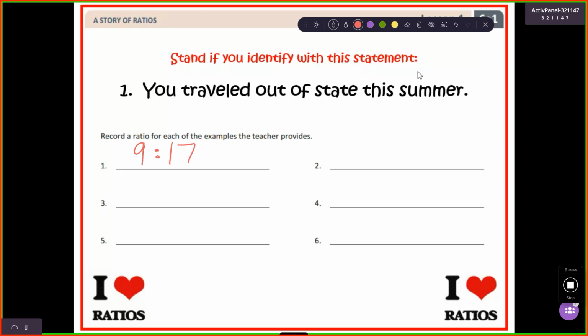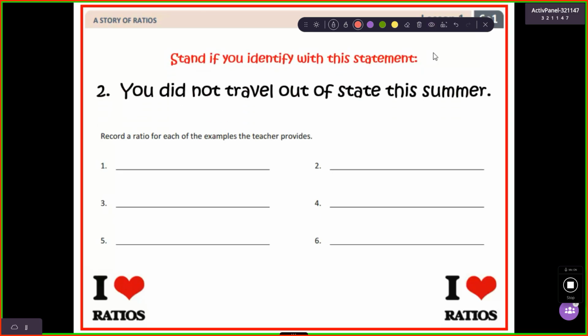So did it really tell us the order? No, we had to understand that they traveled out of state this summer. How many of you traveled out of state? We would write that as a fraction as 9 out of 17. Okay. Now moving on to the next question.